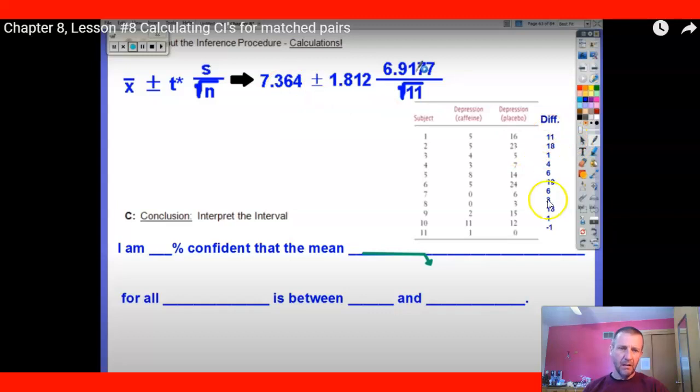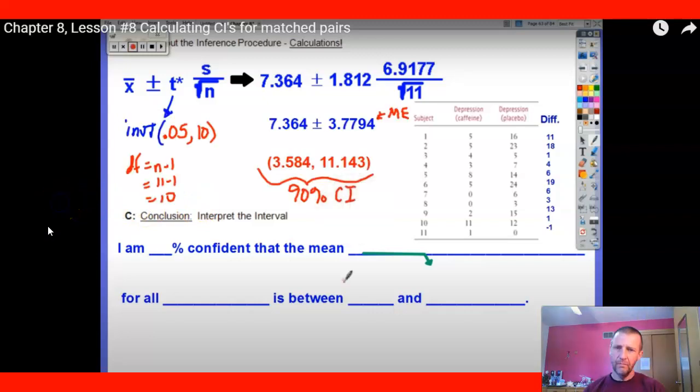The mean of these numbers is 7.364. He did an inverse T, and I believe this was supposed to be a 90% confidence interval, so an inverse T using 5% and 10 degrees of freedom gave a critical value of 1.812. This is the standard deviation of those numbers. Finishing the calculations gives this interval. Crunching the numbers, this point estimate and this margin of error give this confidence interval.